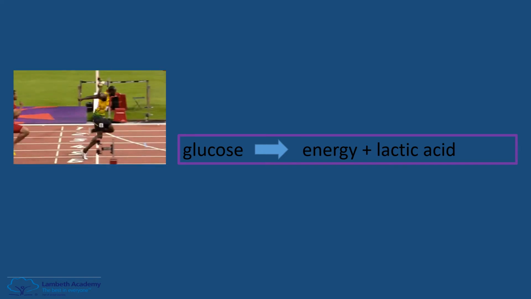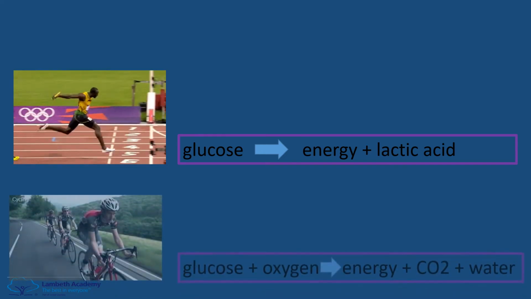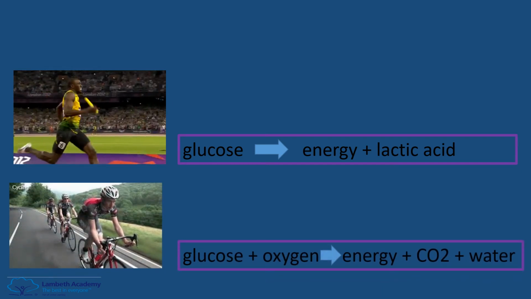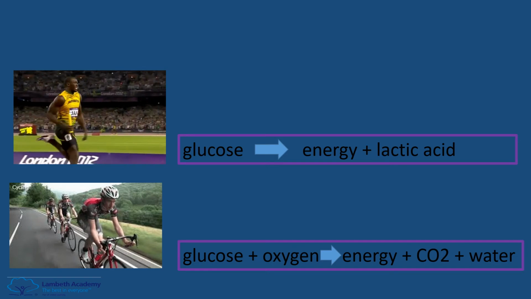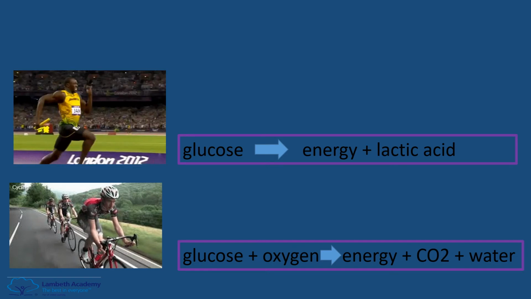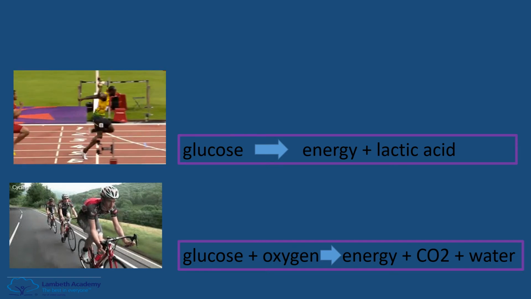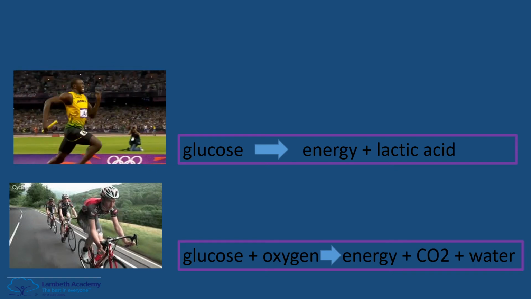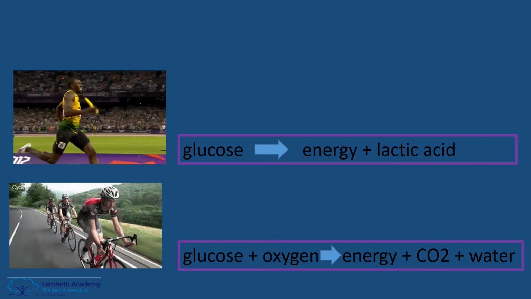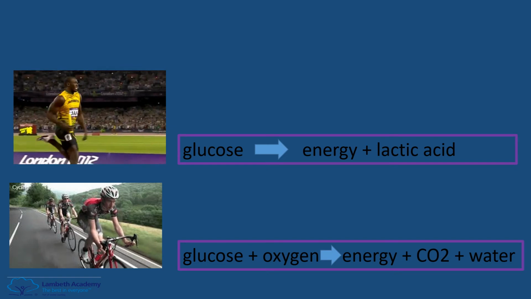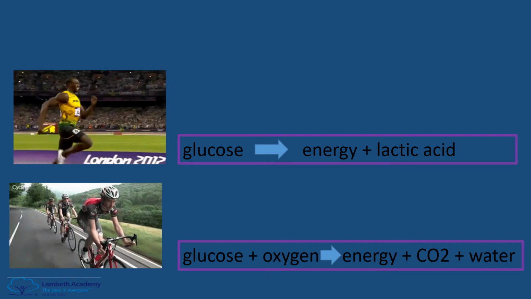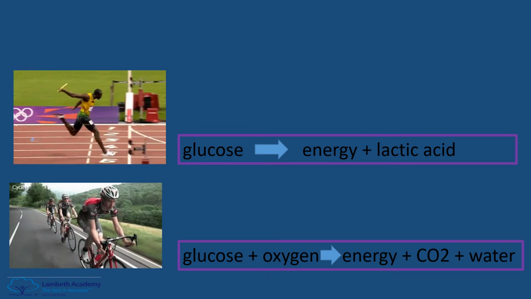The other type of respiration that we've looked at is obviously aerobic respiration. Any athlete that's using aerobic respiration will normally be working for much longer durations. So this could be somebody like a marathon runner, or a cyclist. We know that the time period that they are using that energy system for is over a prolonged period of time.